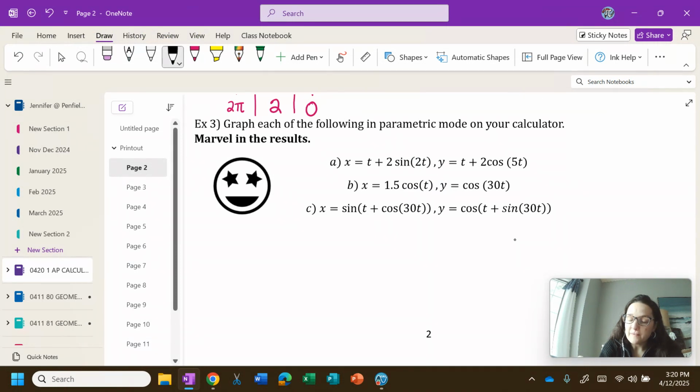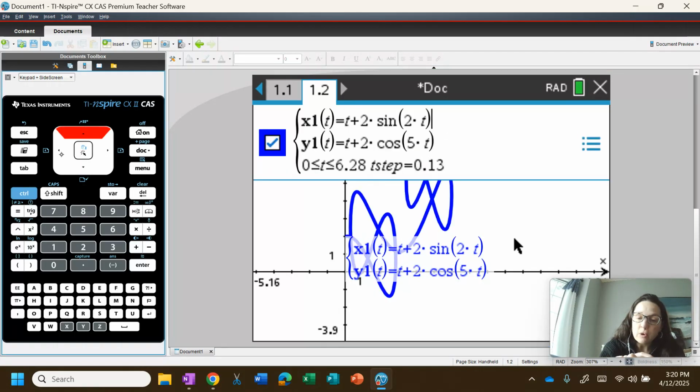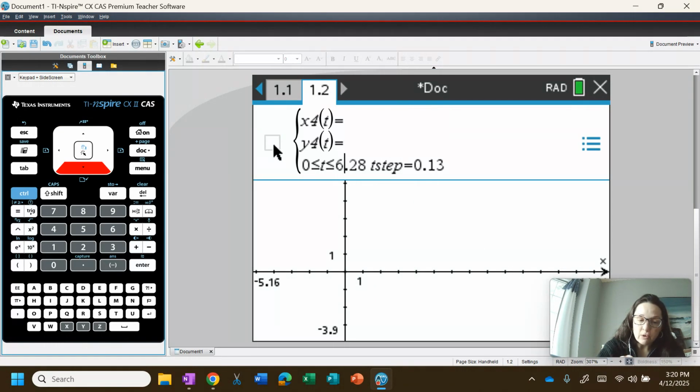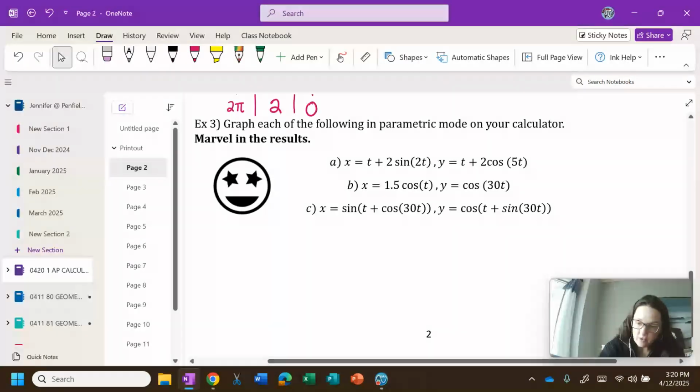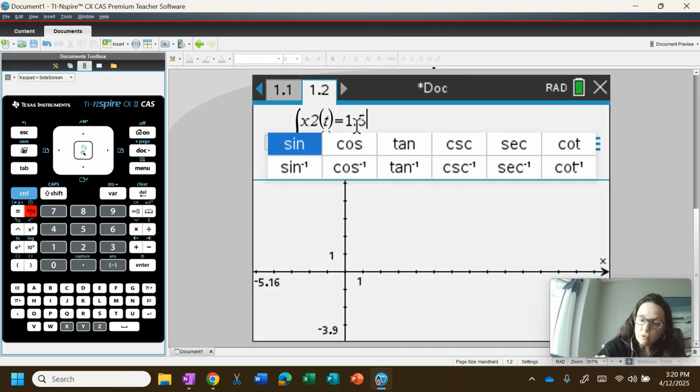1.5 cosine t and cosine 30t. All right, so I'm going to arrow up there and turn this one off. And then arrow down. Oh, now my computer's freaking out. There we go. So it was what again? 1.5 cosine t and cosine 30t.